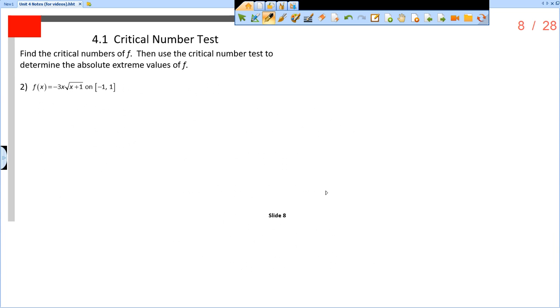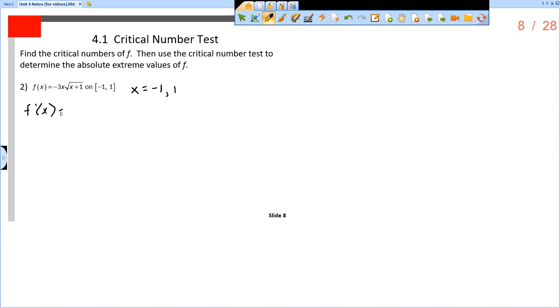All right, moving on to slide number 8, same question basically. Find the critical numbers of f, then use the critical number test to determine the absolute extreme values of f on the domain, right? So -1 to 1. So obviously endpoints x equals -1 and +1 are going to be critical numbers. Now figure out what the derivative is.